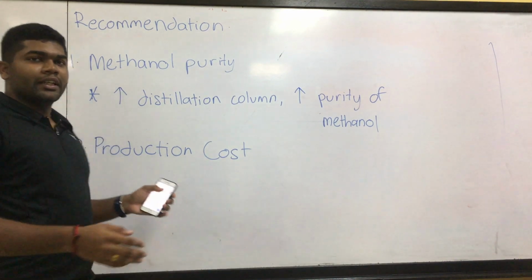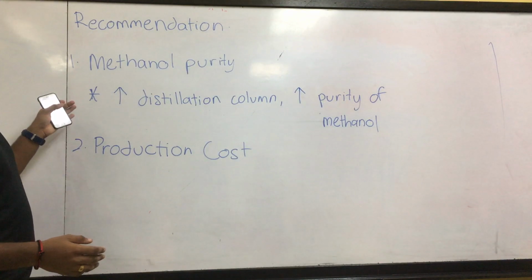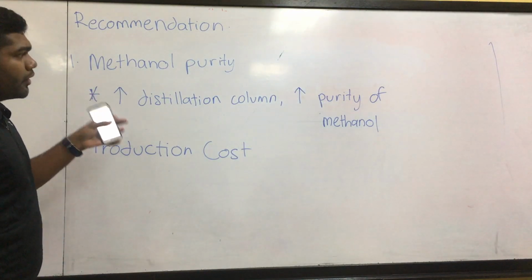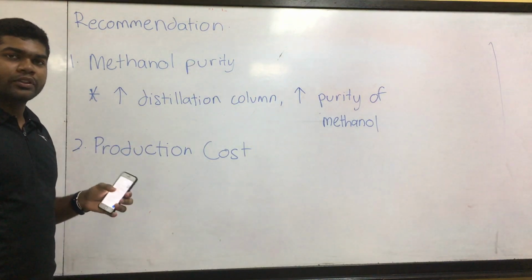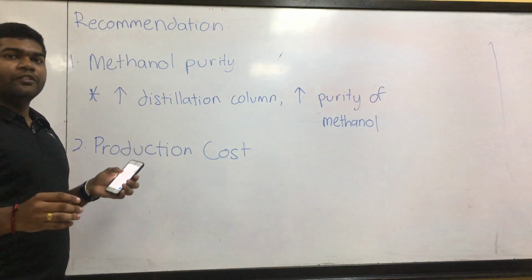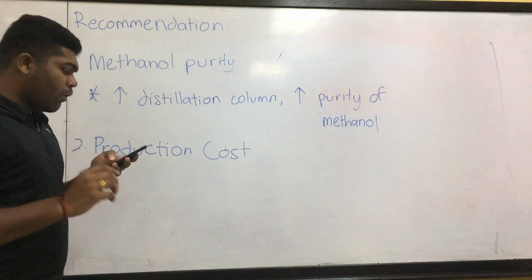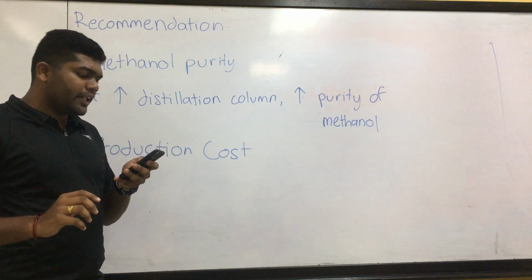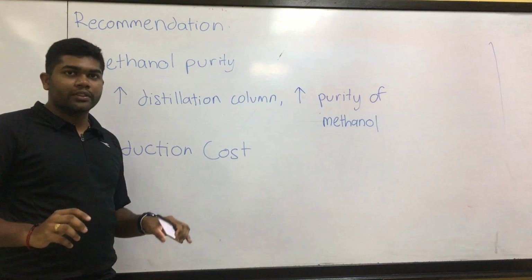I'll be talking about the recommendations for our simulation process. The first recommendation is methanol purity. To increase the purity of methanol, we can increase the number of distillation columns used. In our original process, we used one distillation column which only separates water and methanol without considering small traces of gases such as carbon dioxide and carbon monoxide.